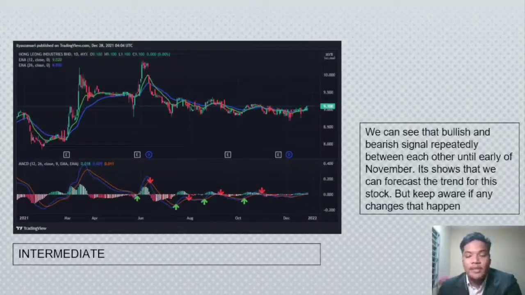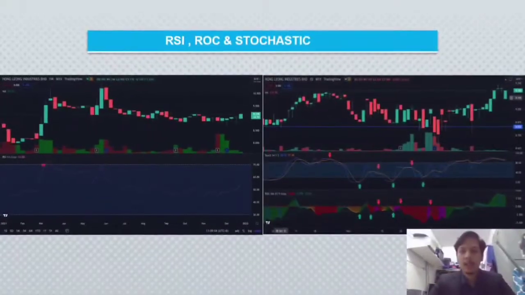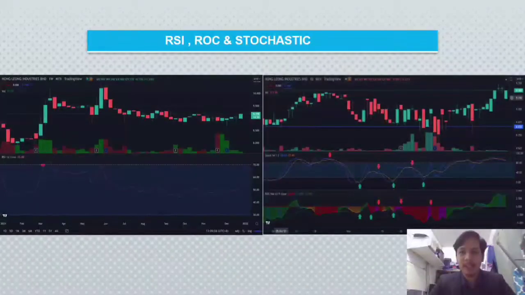So let's proceed with JF Technology technical analysis. Next, we move to technical analysis for Hong Leong Industry. The first indicator is RSI. RSI is a momentum technical indicator that measures the pace and change of stock price movement. RSI is also called the Relative Strength Index.